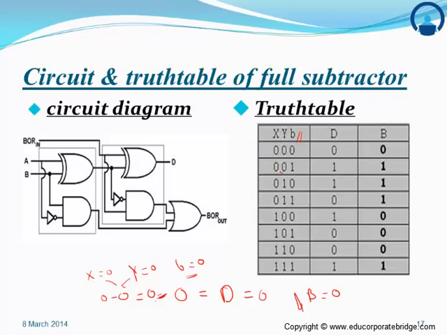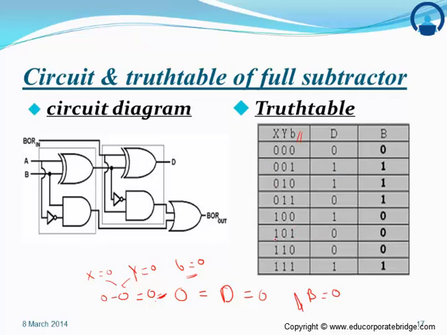X minus Y, that is 0 minus 0, we get the difference as 0. Now the difference 0 is subtracted with the borrow 1. So 0 minus 1, since the answer is negative, we get a borrow, which can be seen clearly from this part. That is 0 minus 1, the difference is 1 with the borrow 1.